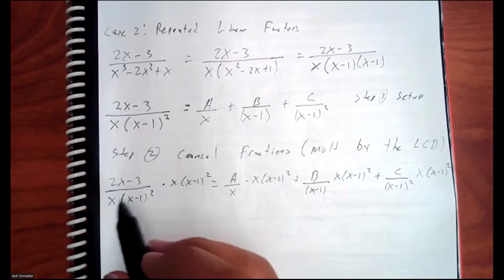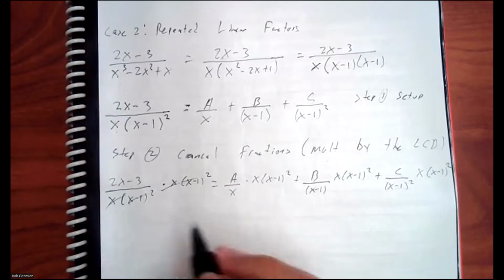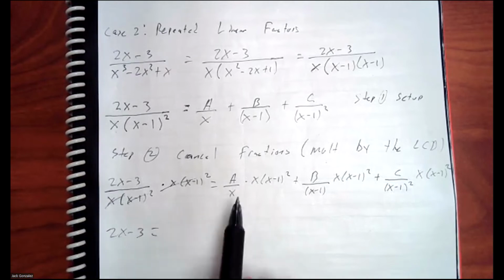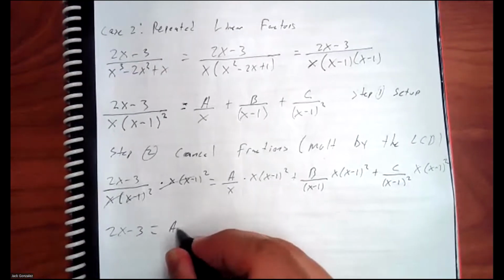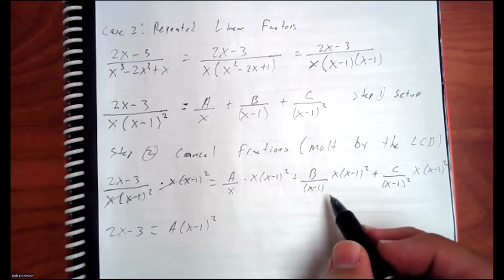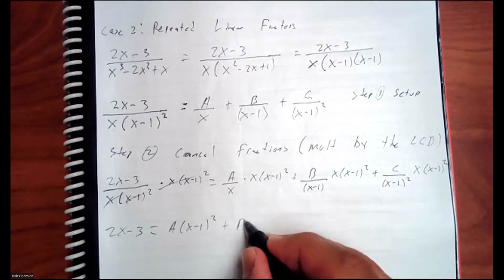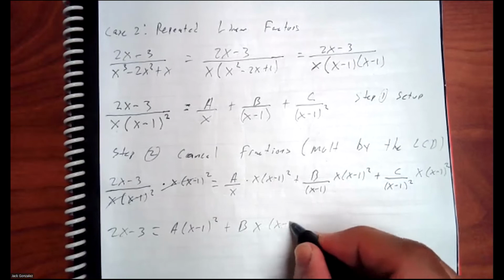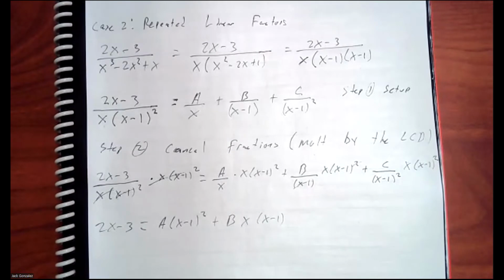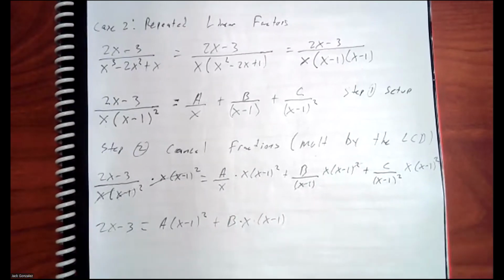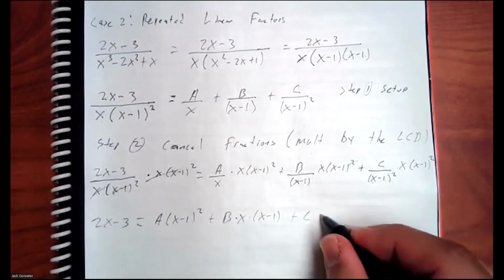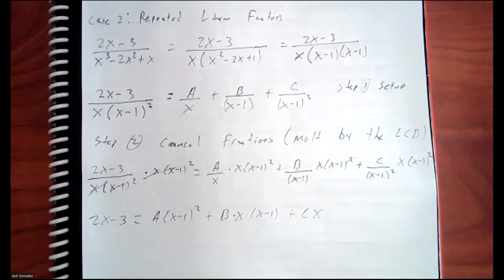So the left-hand side will always cancel this way, leaving you with just the denominator. This will only cancel the x, so I'm left with a times x minus 1 squared. This will only cancel one of them, so I'll be left with b times x minus 1. So this cancels one of those. Okay. Let's cancel the entire x minus 1 squared, so I'm left with cx. Any questions on that algebra?